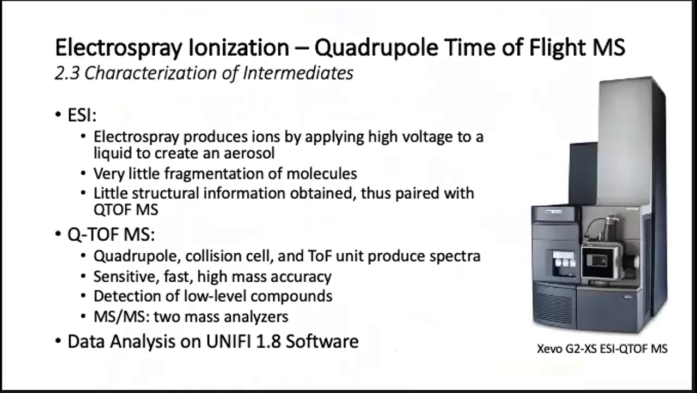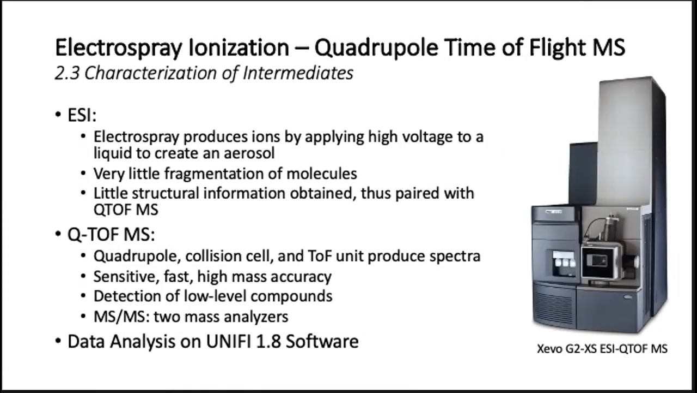This is the instrument responsible for characterizing the intermediates in the reaction. The ESI, or electrospray ionization system, produces ions using an electrospray by applying high voltage to a liquid to create an aerosol. Very little fragmentation of molecules results from the ESI. Little structural information is obtained, which is why it is also paired with the QTOF MS in this experiment.